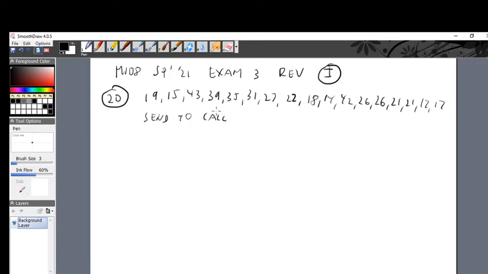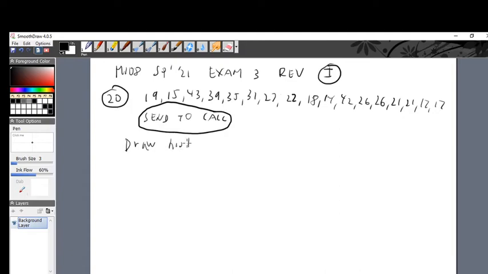Now it gets sent to calc. Alex will give you the send to calc button, which you can send to the calculator, and later on you can sort it on the calculator. You can click sort on the calculator and get that done to sort it for you. All right, now Alex gives you instructions.